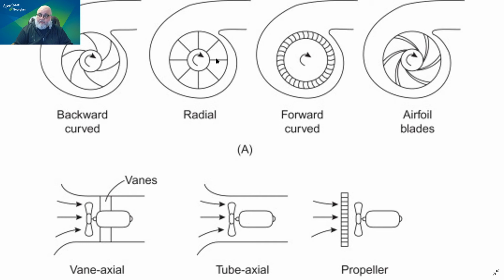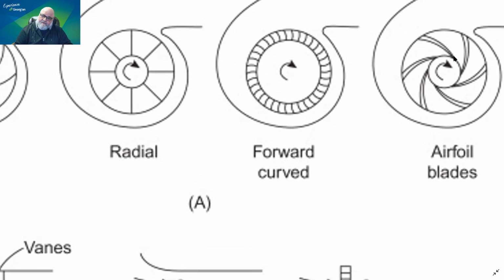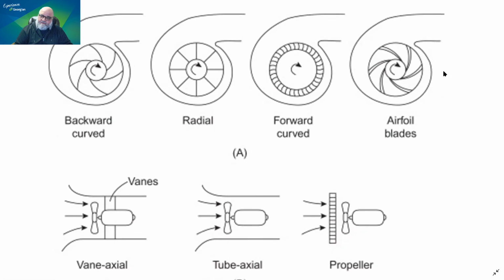And I call it a paddling wheel. This is just a paddling wheel, if you ask me. Not very efficient. This is the forward curve, which is in this image. The curve is the opposite side. It should actually, the curve should go the opposite way. Then the airfoil blades. Airfoil is simply referring to the width that changes as you move away from the shaft.